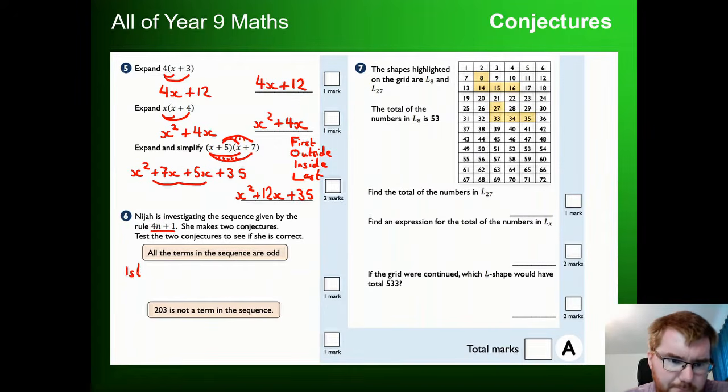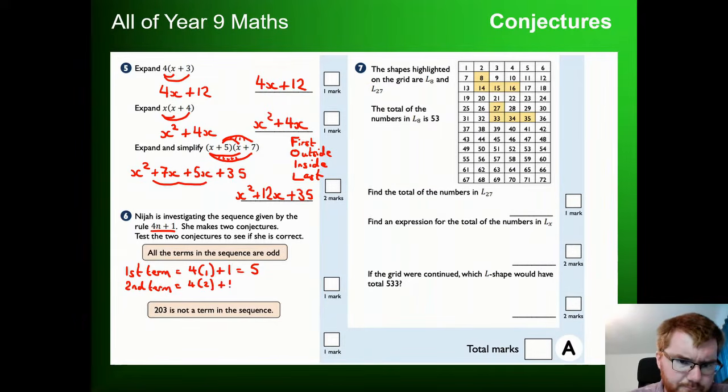So the first term will be equal to, well, 4 lots of 1. We're looking for the first term, so n will be 1, plus 1. And let's see what that gives us. So 4 times 1 is 4, 4 plus 1 is 5. Second term, we do the same process, but this time we replace the n with a 2. See what that gives us. So 4 times 2 is 8, 8 plus 1 is 9.